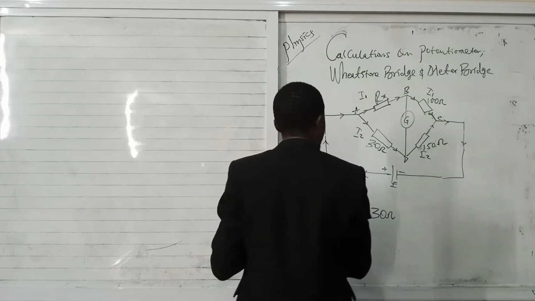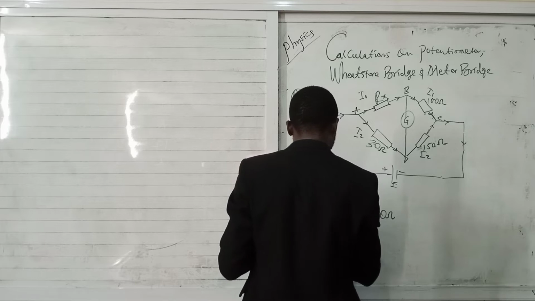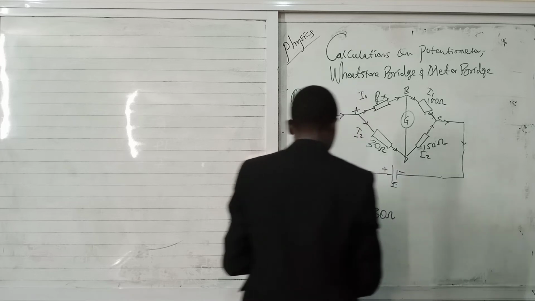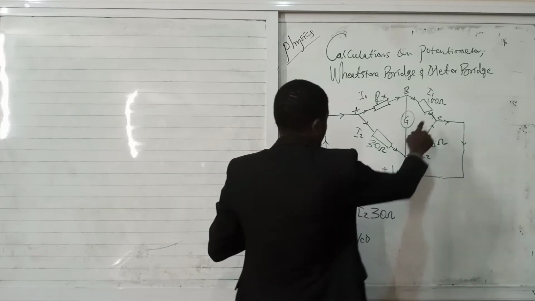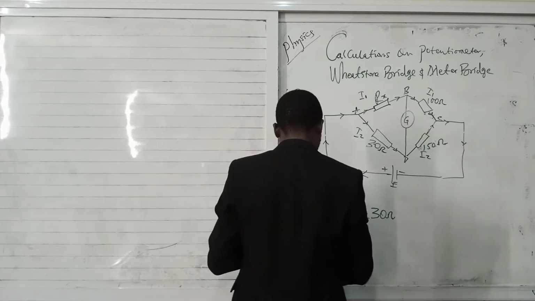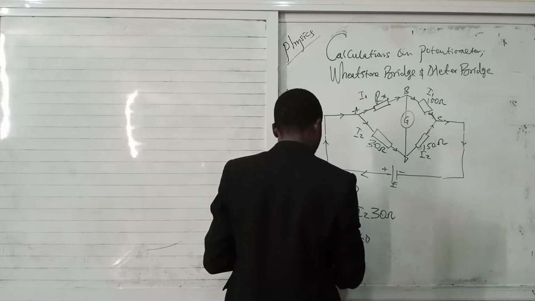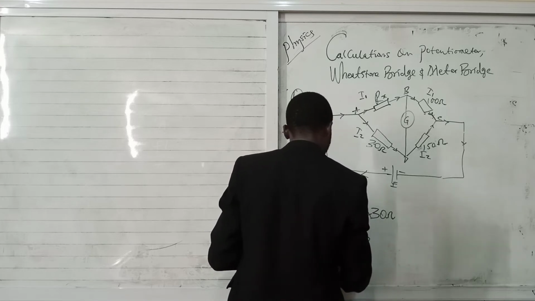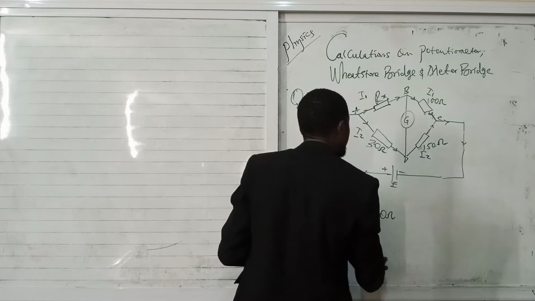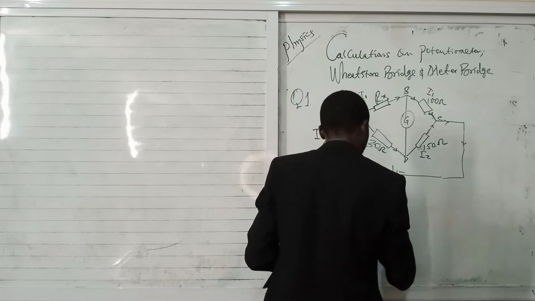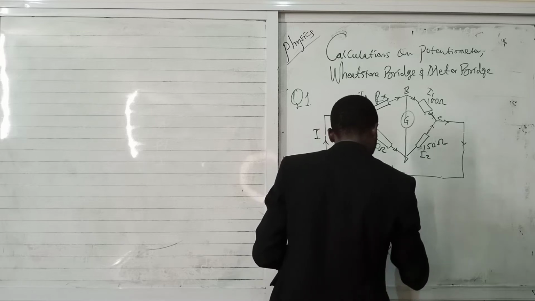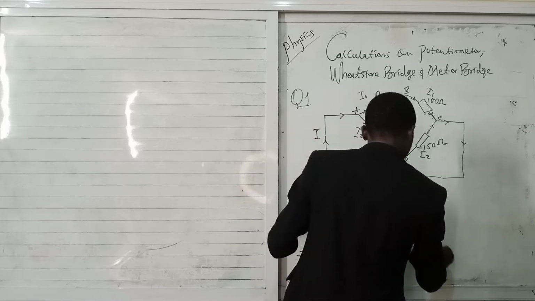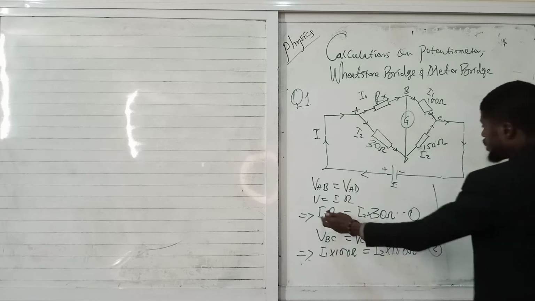The same thing here: VBC will be equal to VCD. That implies that I1 times 100 ohm is equal to I2 times 150 ohm. You can call this equation 1 and this equation 2. So divide equation 1 by equation 2.